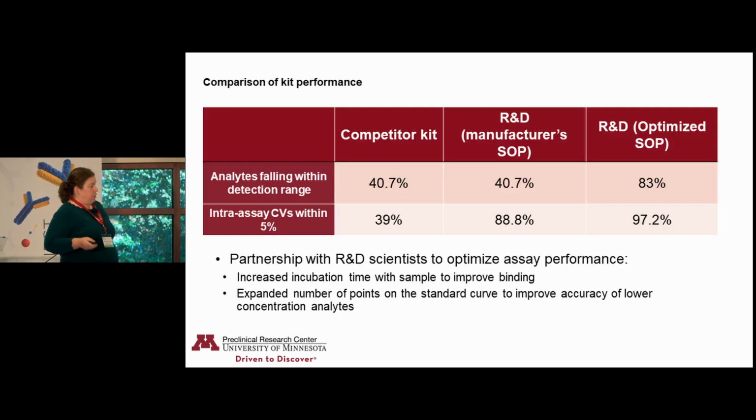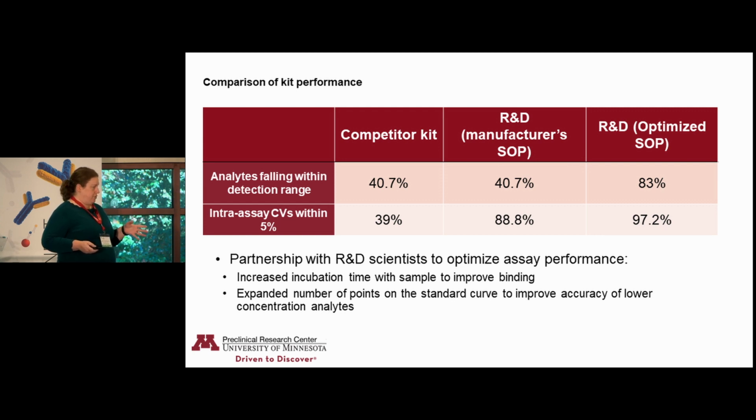So that was, as I said, a number of years ago, and that's this first competitor kit where we had only about 40% of analytes regularly falling within detection range and about 40% of our inter-assay CVs within 5%. Then we partnered with R&D Biotechne, and they said, hey, do you want to try our kit? And we said, yes, we would love to. We have an NHP kit. Initially, we had about the same issue with analytes not falling in the detection range, but our CVs were really tight.